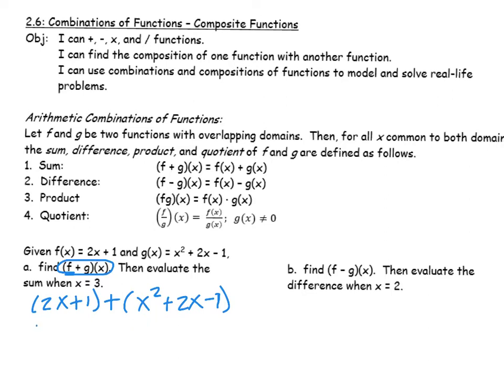So I've got an x squared. No like terms for that. Got a pair of 2 x's, that'll be 4x, and then plus 1 minus 1, okay? So that function is f plus g of x. That's just its name. It's the sum of the 2 functions that were defined as f and g. But now it wants me to find f plus g of 3.